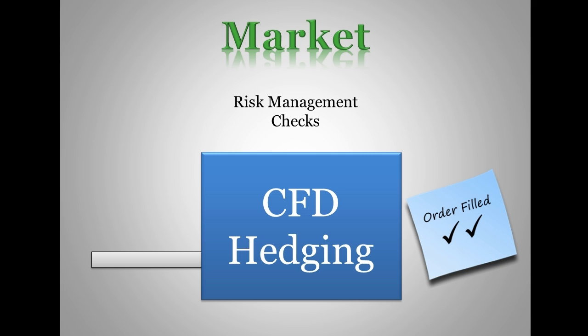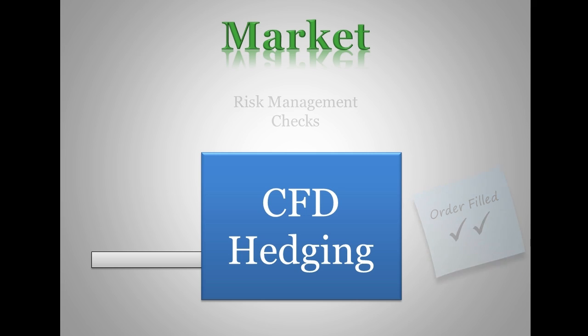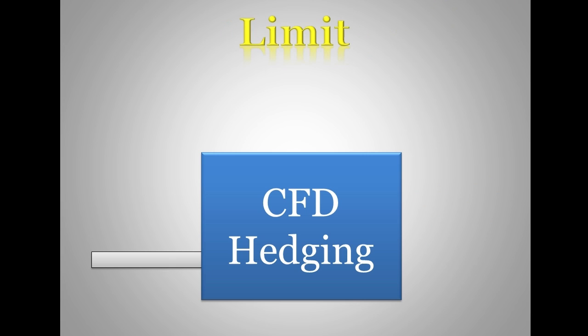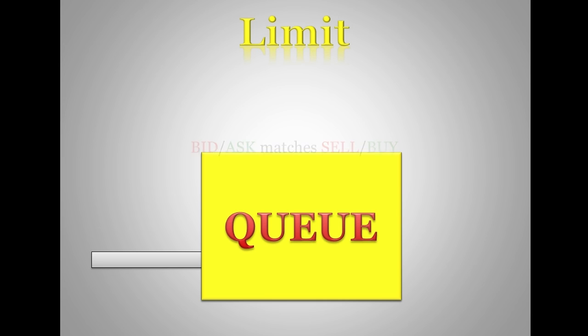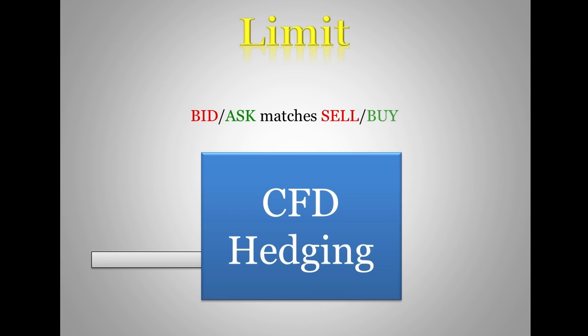Moving on to limit orders. In a limit order, the similar check occurs, but at the very last step. Instead of filling the order, it will be queued into the CFD system first. When the bid or ask prices match the sell-buy order respectively, the order is routed to the CFD hedging desk for a fill, and it will then be filled once PSPL is able to hedge its exposure.